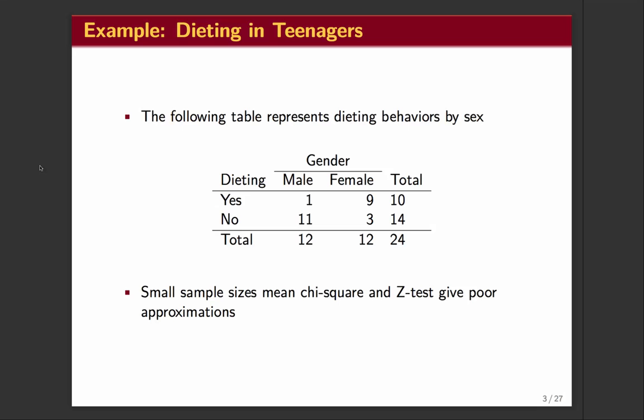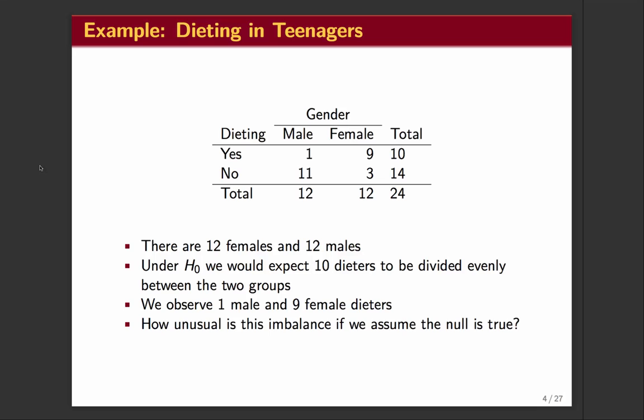What we've lost here is that the chi-squared and the z-test don't give good approximations any longer. Remember, we are able to use approximations because we have large enough sample sizes. But when we don't meet those sample size thresholds, then we have to think about a different approach.